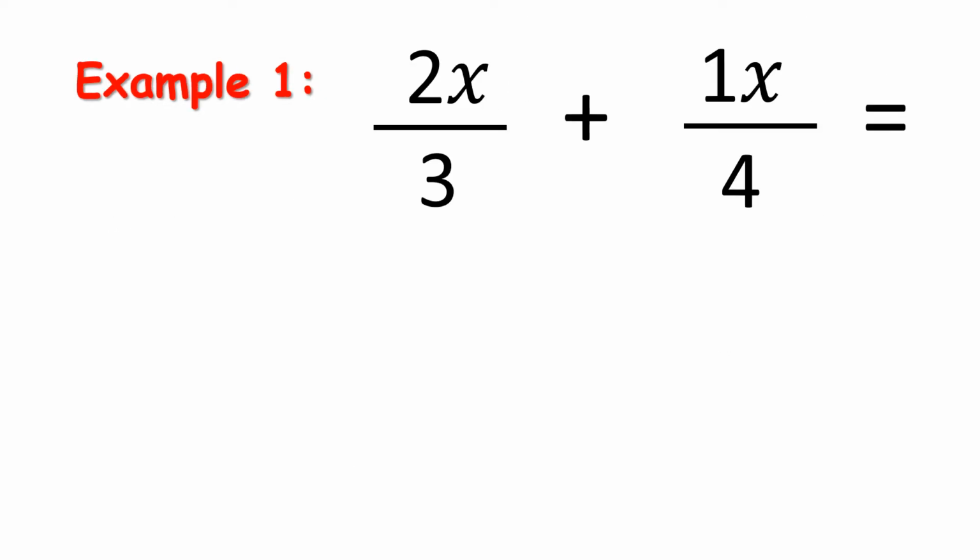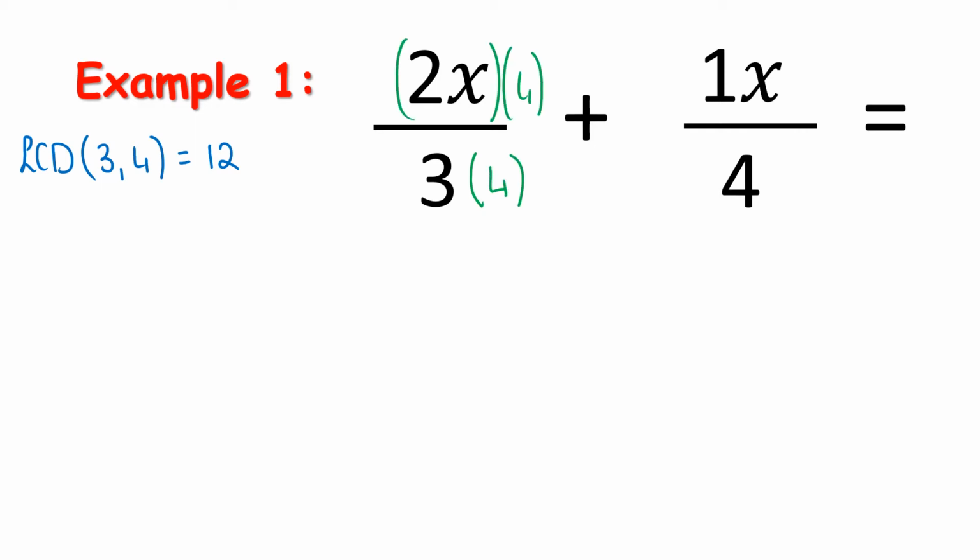The good news is that actually our method is going to stay exactly the same. The first thing we do is get the lowest common denominator. So the lowest common denominator of 3 and 4 is 12. What do I do to 3 to get to 12? I'm going to multiply that by 4. So then I'm going to multiply the top line by 4 as well. The 4 on the bottom here, I'm going to multiply by the 3 to get to 12. And I'm going to multiply the numerator by 3 as well.